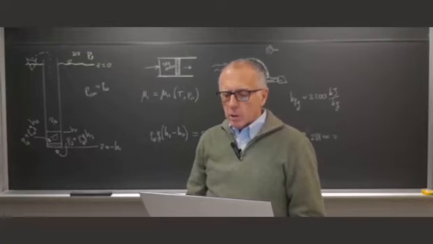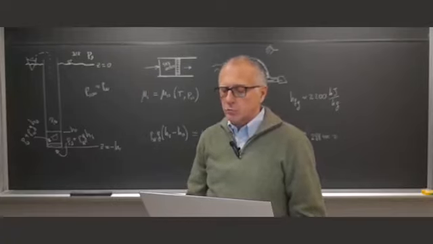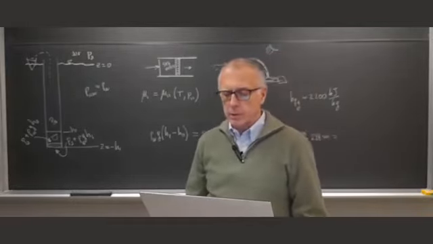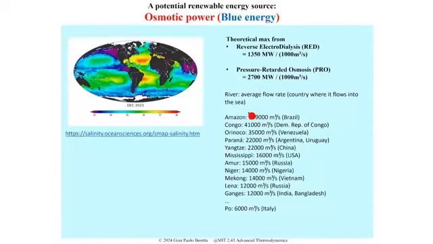And it is an enormous potential, and it is, of course, a renewable kind of energy. It has an enormous potential if you look at what the rates are for rivers. So even if I take just this small contribution for the Po River in Italy, which is only 6,000 cubic meters per second, you see, with a pressure retarded osmosis power plant, we could make 6 times 3,000 megawatts. So that's 18,000 megawatts. That's a lot.